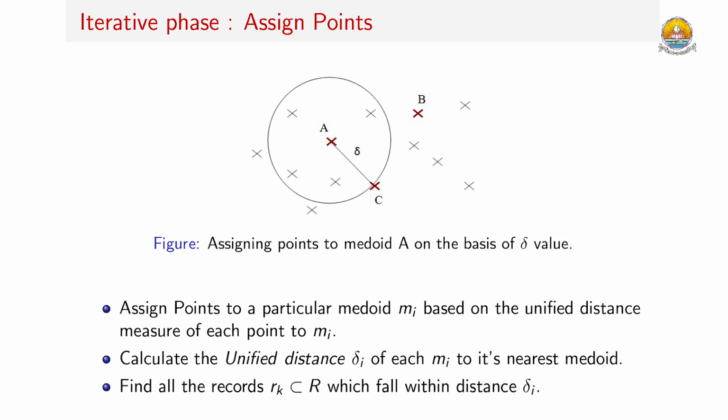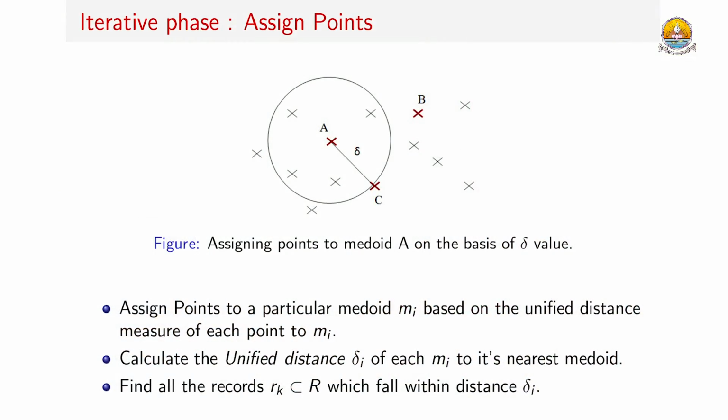In traditional algorithms, we use either Manhattan distance or Euclidean distance, that type of measure, for numerical attributes. However, we are defining a unified distance measure as I showed you before. Based on that unified distance measure, we find the distance between the Medoid and the remaining data points, which are heterogeneous. We calculate the unified distance delta i of each Medoid to its nearest Medoid. Then we find all the records forming the subset of the original data R within the distance delta i. This is one of the main steps in how to assign the points to each Medoid.